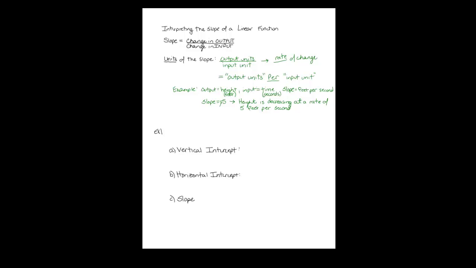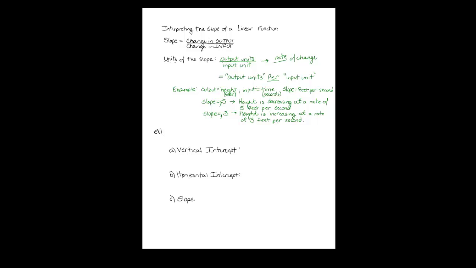If, for example, you knew that the slope was 3, a positive 3, your interpretation would be that the height is increasing. Again, you have to indicate what the positive slope tells you with regard to the output. So the height is increasing at a rate of 3 feet per second. So that is how you would interpret the slope of a linear function. The slope is always going to be a rate of change.